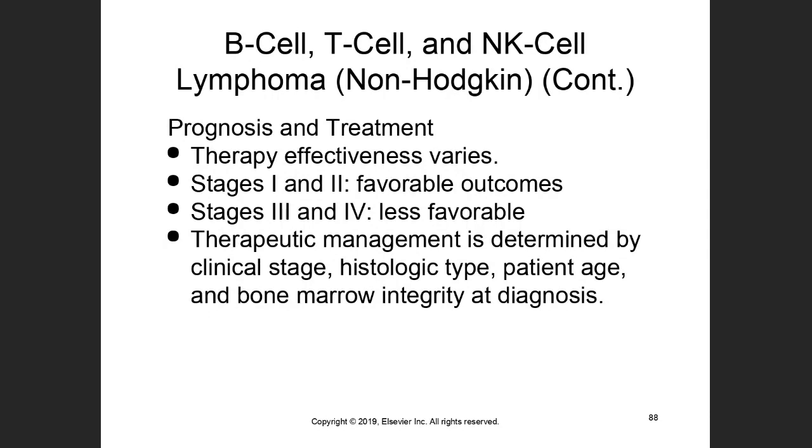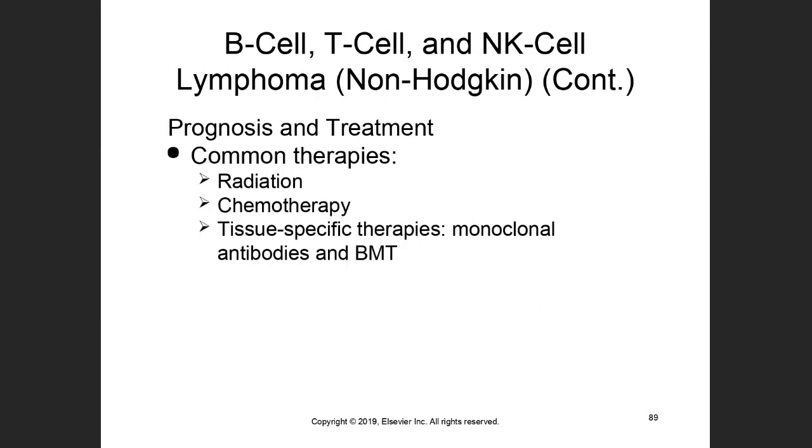Prognosis: therapy effectiveness varies. Stages 1 and 2 are favorable, of course, and less severe. In stages 3 and 4, the outcome is not really good. Common therapy: we have radiation, chemotherapy, and bone marrow transplant, of course. Any questions from this chapter?